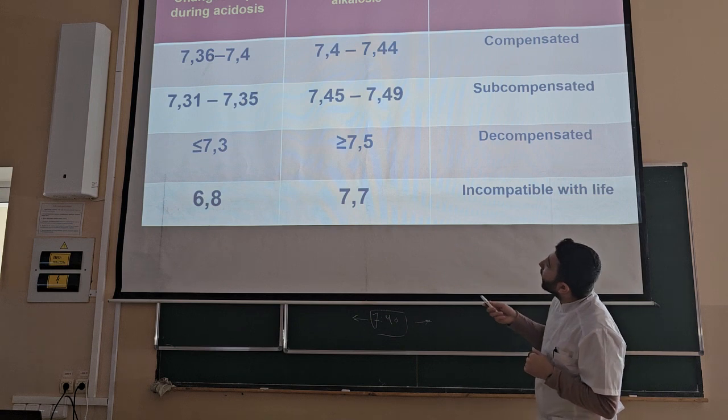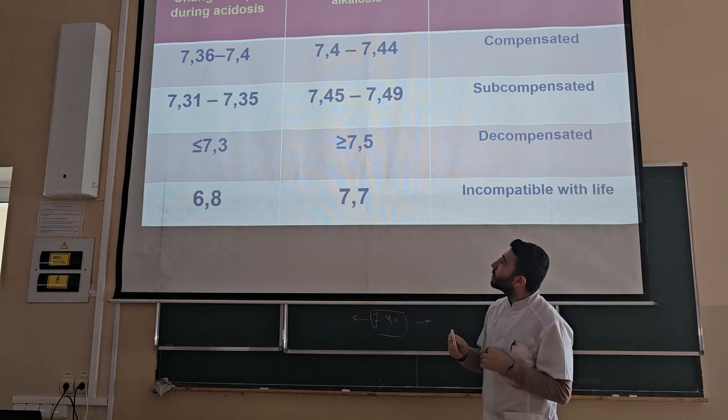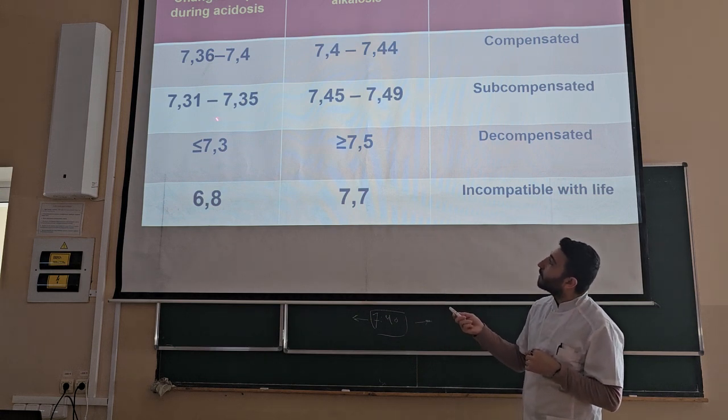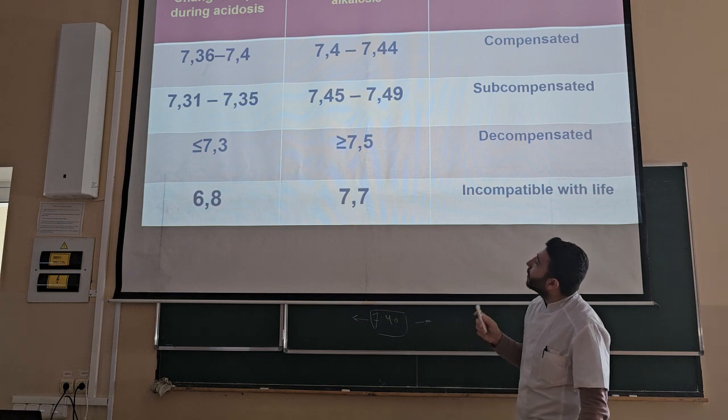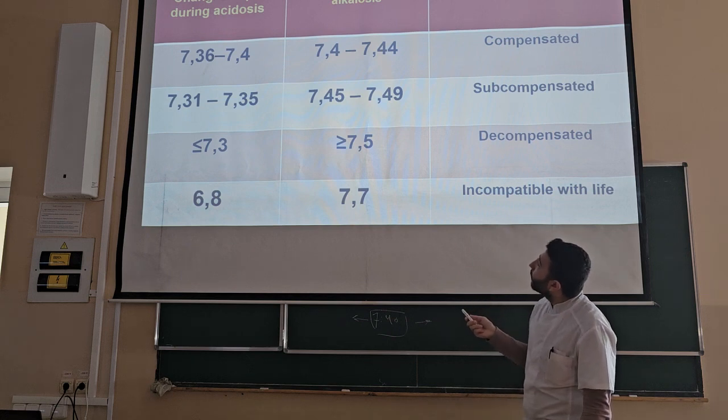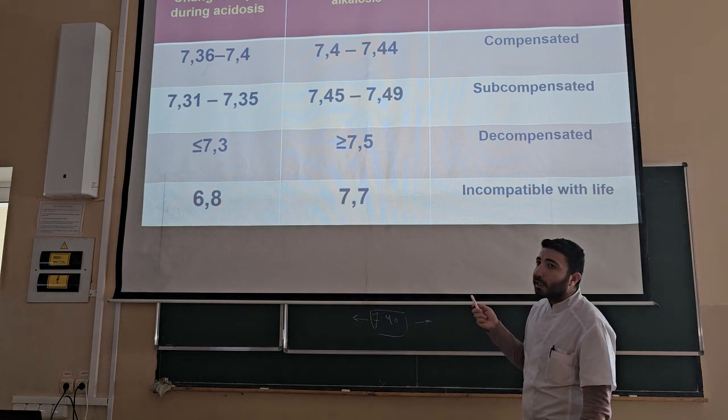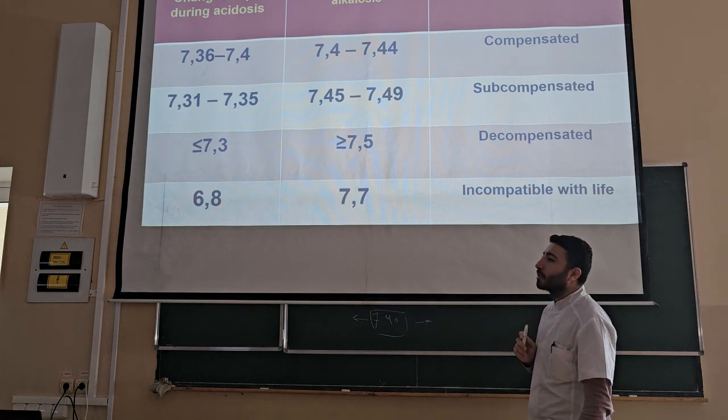Subcompensated, it will be according to the acidosis, from 7.31 to 7.35. That's in the acidosis type. In the alkalosis type, it will be from 7.45 to 7.49. That's the concentration level of them.